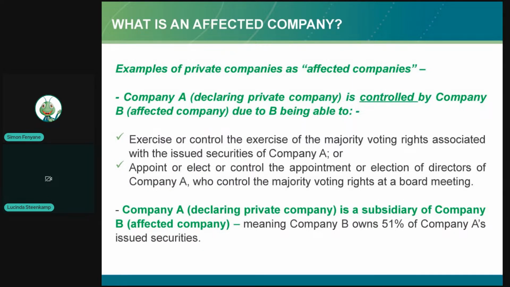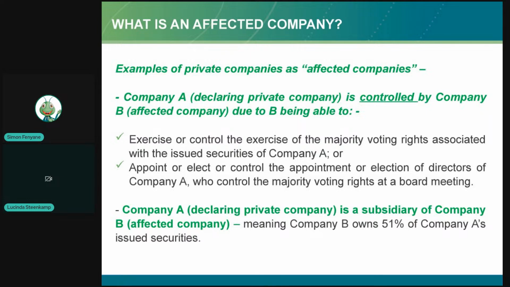To give you a few examples where private companies are regarded as affected companies, say company A, which is the declaring private company, is controlled by company B, that is an affected company. Due to the fact that company B, the affected company, is able to exercise or control the exercise of the majority of the voting rights associated with the issued securities of the declaring company A, or that affected company B has the power to appoint or elect or control the appointment or election of directors of that private company who control the majority voting rights at the board meeting. That is where that private company will then be regarded as an affected company due to those requirements where the affected company controls the private company.